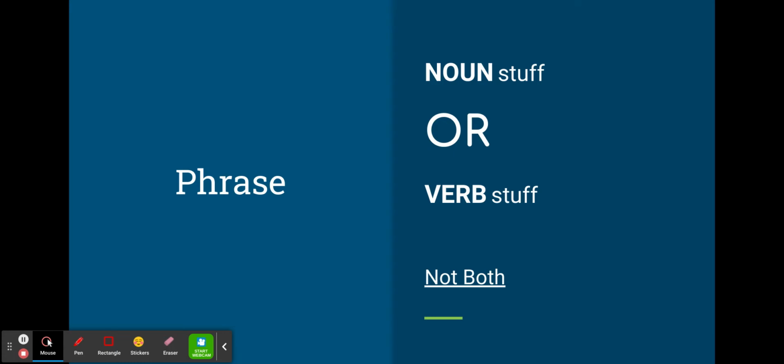A phrase is a group of words that has noun stuff or it has verb stuff, but not both. That's important for us to see, that "or" means it's not going to have both of those things. A group of words with some noun things or some verb things, but not both.